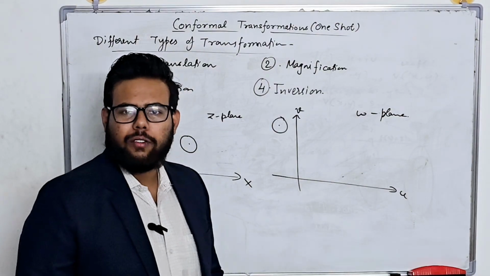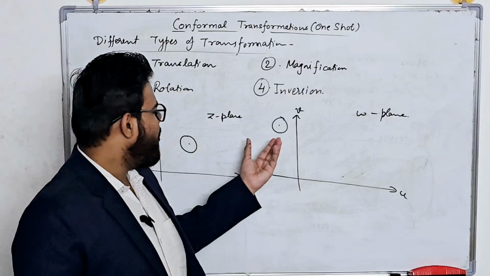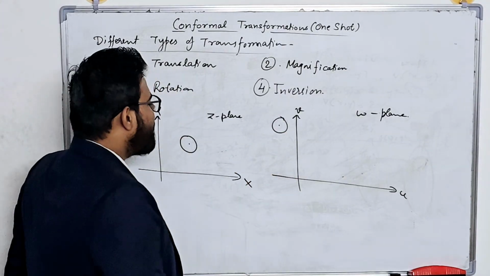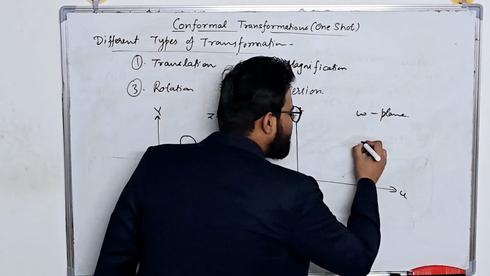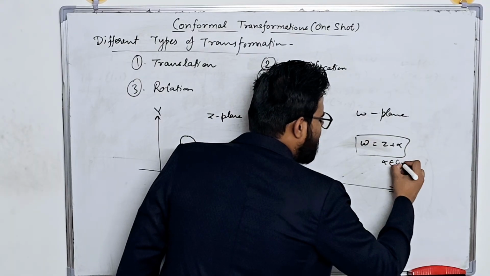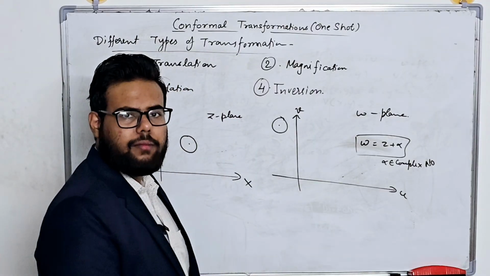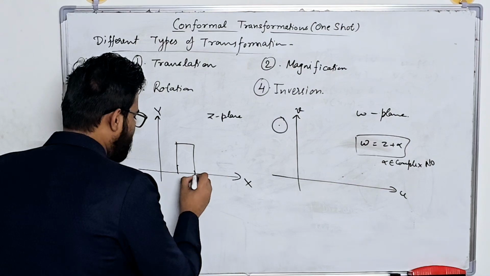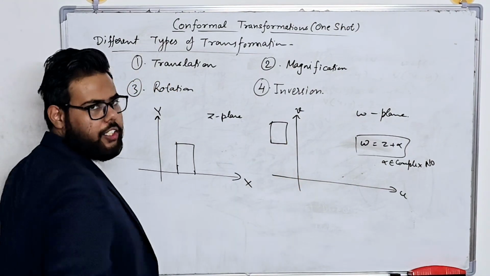So what's exactly happening over here is that we have just picked this curve and we have placed it over here without changing its magnitude or anything, right? Such a transformation is called a translation, and it is given as w = z + alpha, where alpha belongs to the complex numbers. So this is called translation. Suppose it was a rectangle like this, and I placed it over here, this is a translation.